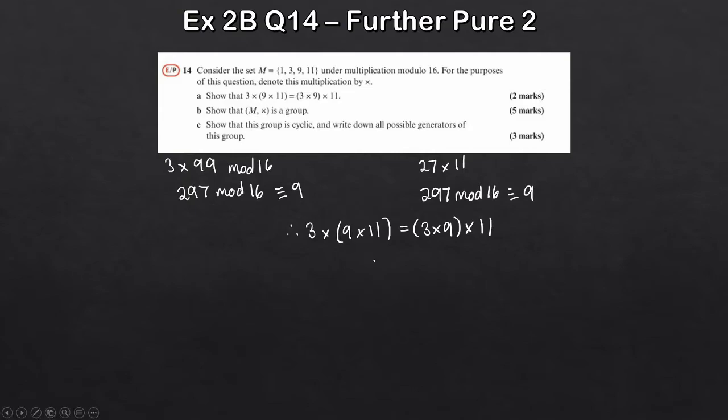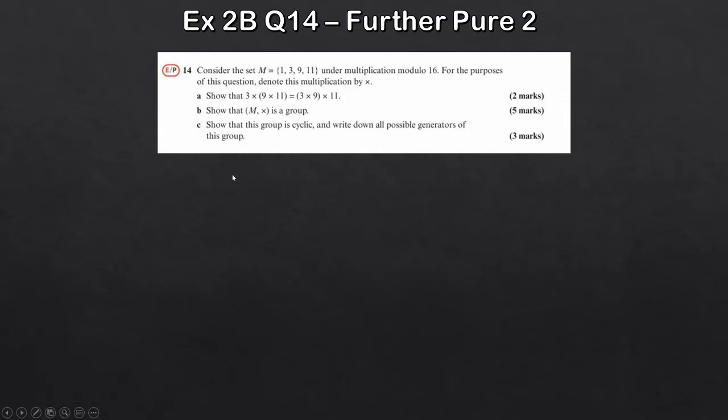Now part B, we actually have to show that this set here, M, is a group under multiplication modulo 16. 5 marks for it. Now when we're proving that something is a group, we have to satisfy 4 different conditions. So let me just clear this just so we've got a bit of extra room. So the conditions that we need to satisfy are that there is closure for the set.